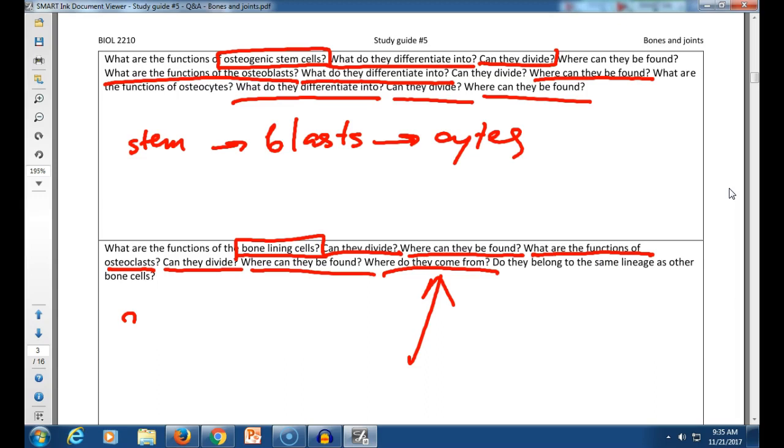Yes? I just want to clarify specifically the bone lining cells. Are we determining if they are inactive? They are inactive. They are considered inactive.